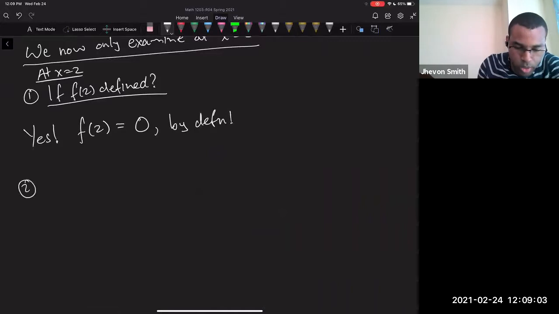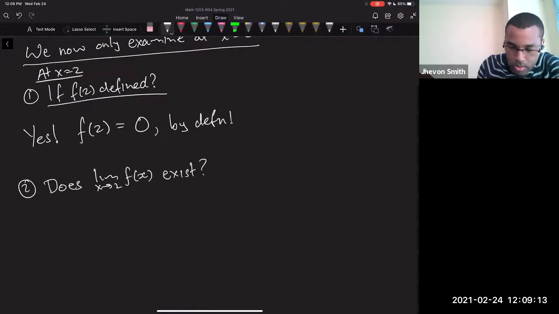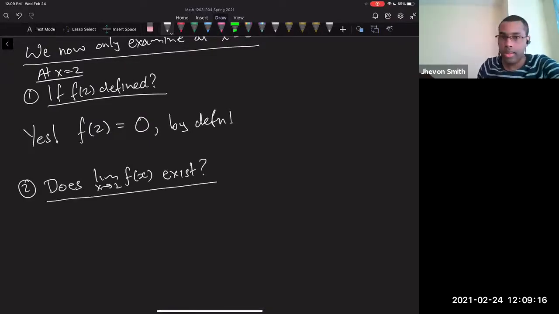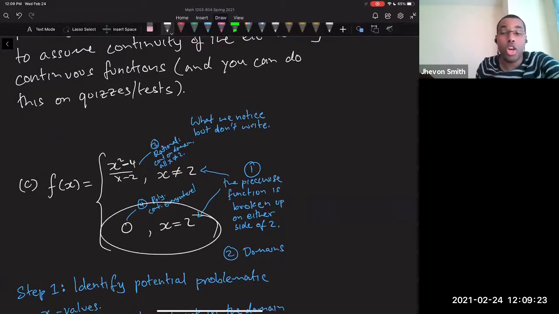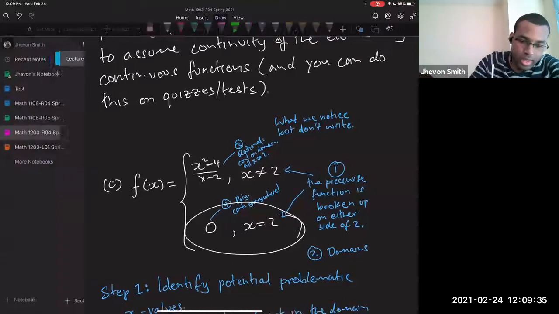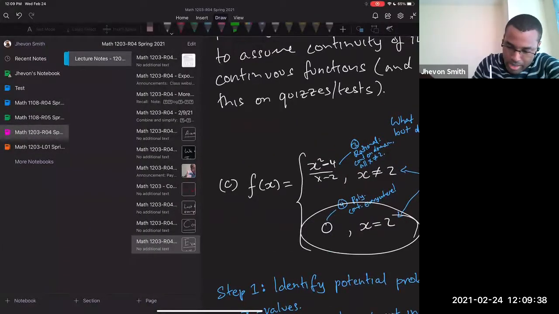Let's keep going. Does the limit as we approach 2 of f of x exist? Now that's a different question. If I go here, now who do I look at? Well, do I look at this line right here? No, because that line tells me what happens when x equals 2. Does the limit care what happens when x equals 2? The limit does not care what happens at 2, right? This is one of the principles I gave you guys.